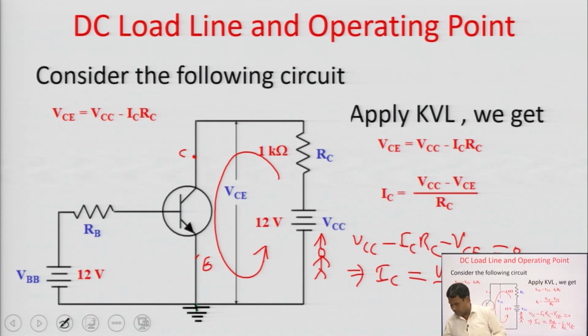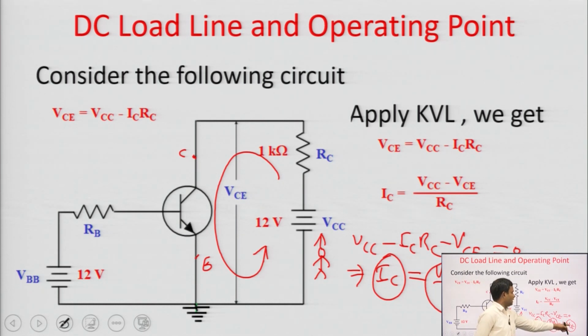This means in this equation, this is the constant, because VCC is constant and RC is also constant, but VCE is variable and IC is variable. This means IC depends on VCE and minus 1 upon RC is the slope. Then this equation is like a straight line equation, where VCC upon RC is the constant and this is the slope, this means m, and this is the x, that is y is equal to mx plus c.